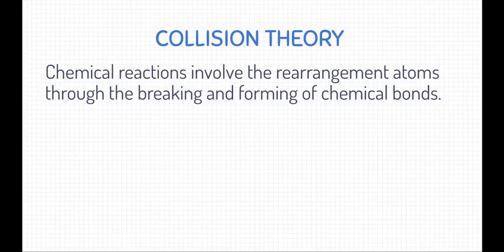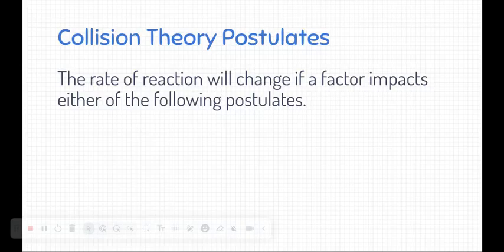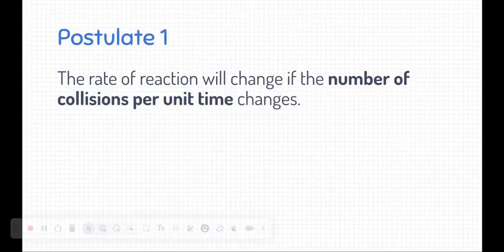We know from previous chemistry courses that chemical reactions involve the rearrangement of atoms to form new species, and that is done through the breaking and forming of new chemical bonds. Collision theory states that in order for a reaction to proceed, molecules must collide with each other. For a factor to impact the rate of reaction, it must impact either one of the two postulates of collision theory. Our first postulate states that the rate of reaction will change if the number of collisions per unit time changes.